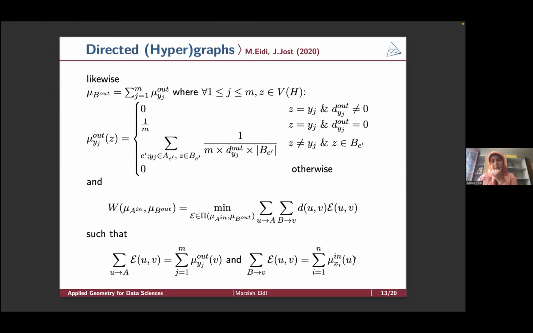And similarly, we put 1/m of the hole in yj itself if it doesn't have any outgoing hyperedge, and we divide it to the head set of the outgoing hyperedge from set B if we have an outgoing hyperedge from that yj itself. And the Wasserstein distance is the minimum of this sigma. And the last sentence basically guarantees that we are starting from the masses and we are filling all the holes. So basically we have these two measures as the marginals. So this is the notion of the curvature that we can extend to directed hypergraphs, which are not strongly connected.